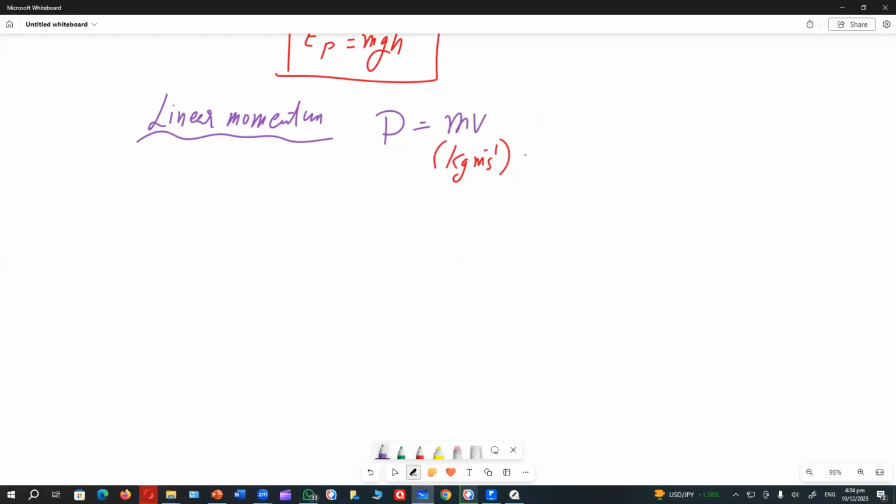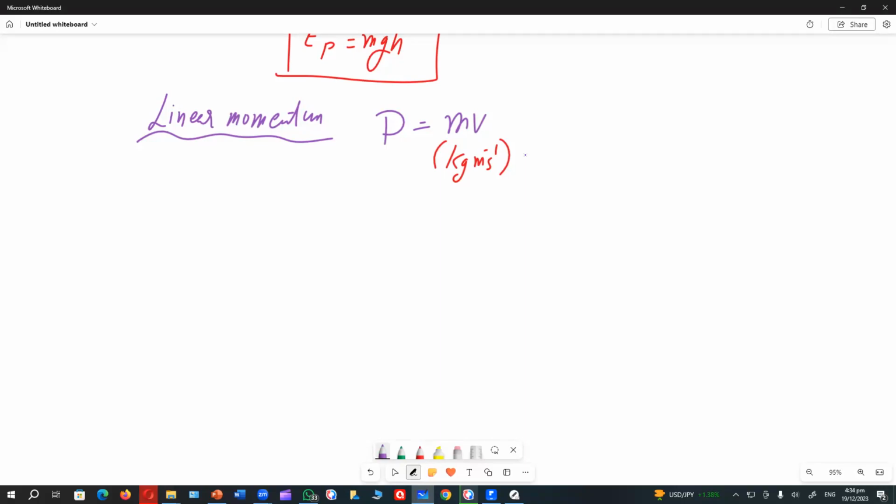Momentum is a vector quantity and it takes the direction of velocity. Momentum is actually a measure of inertia. When two objects collide, like a ball collides with a wall, then momentum is observed.